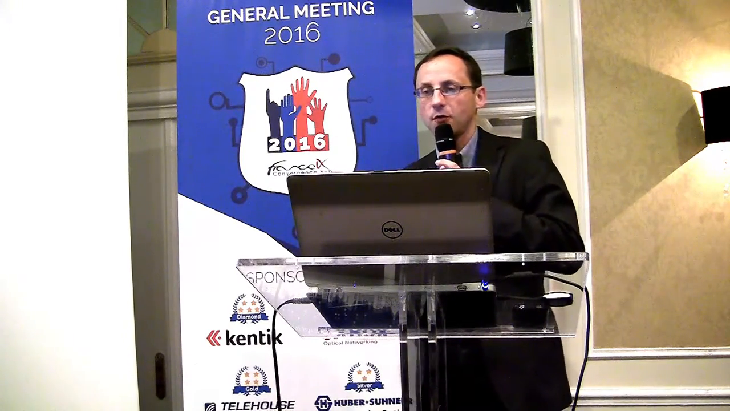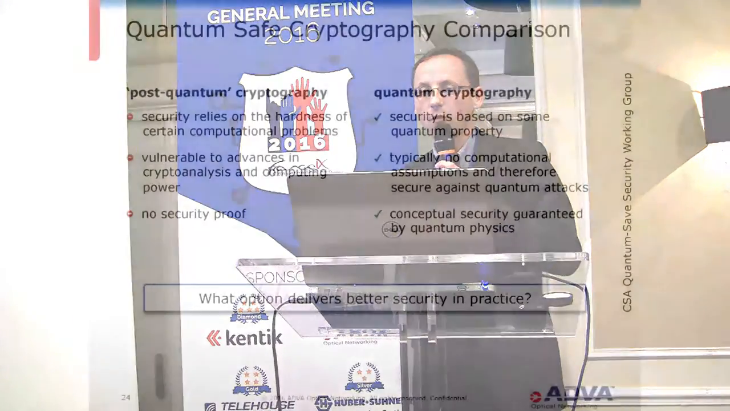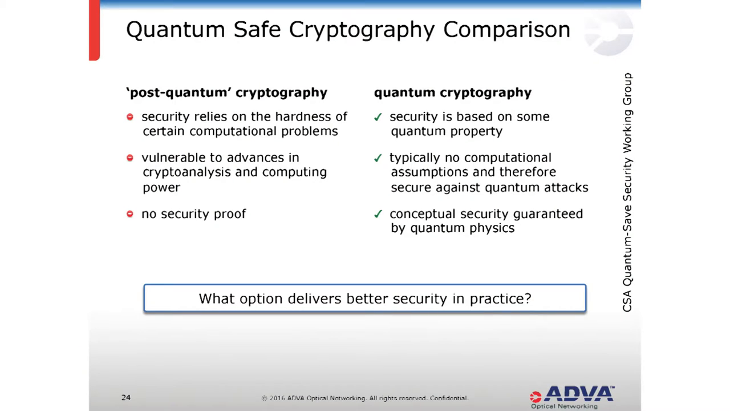In contrast, for QKD, the security is really based on some quantum property. You don't rely on any computational assumptions, and actually, if you look at this, QKD looks more secure. But the question is, what if you look in practice, what's actually more secure?